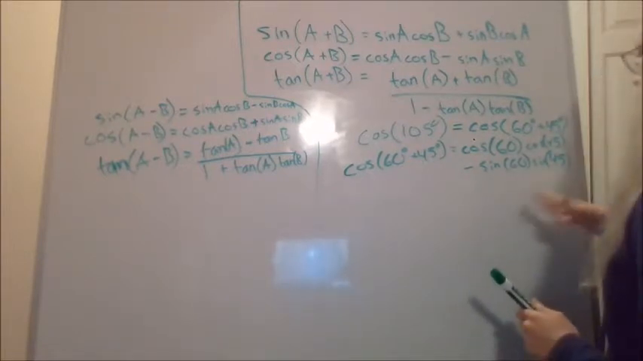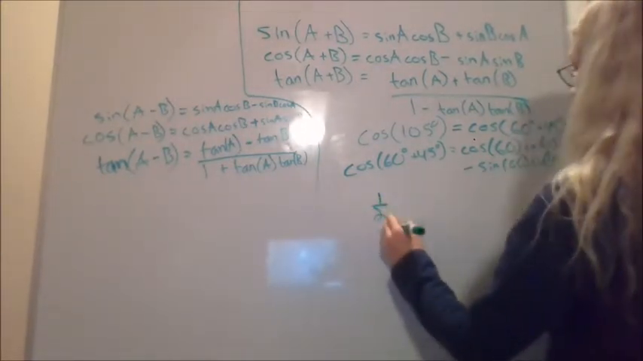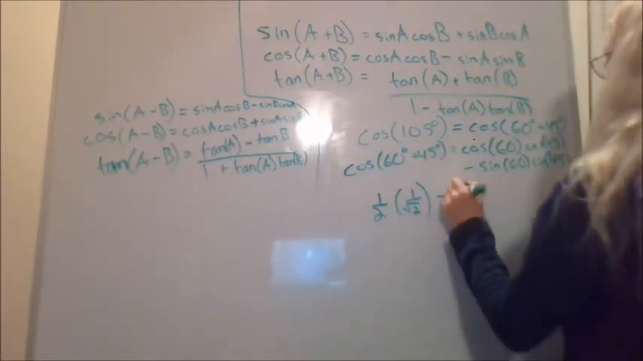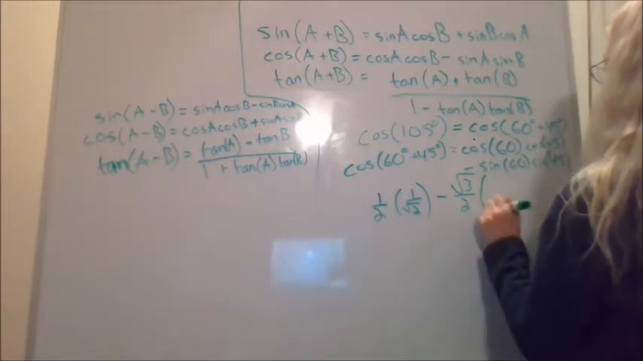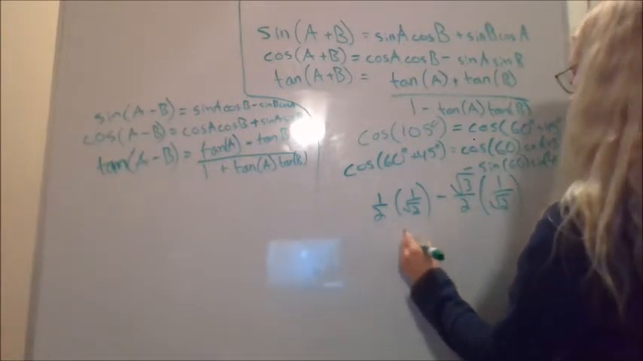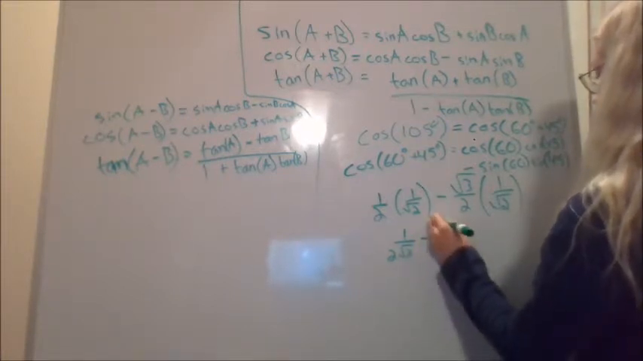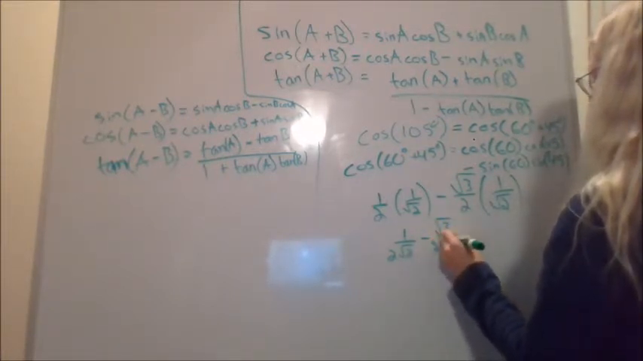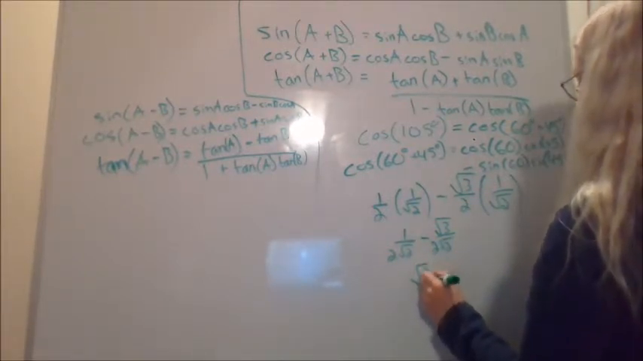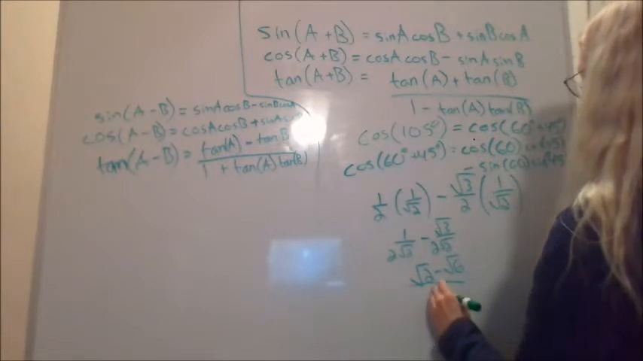And so now if we just use our simple trig, we know that the cosine of 60 is 1/2. Cosine of 45 is 1 over square root of 2. Minus sine of 60, that's square root of 3 over 2, times sine of 45, that's 1 over square root of 2. So let's simplify. We have 1 over 2 square root of 2 minus square root of 3 over 2 square root of 2. And so if we rationalize this, we get square root of 2 minus square root of 6, all divided by 4.